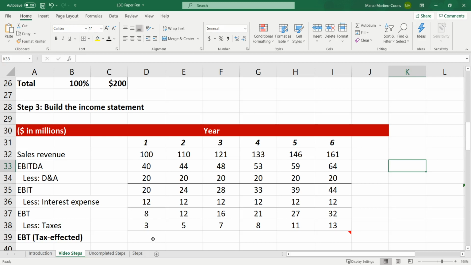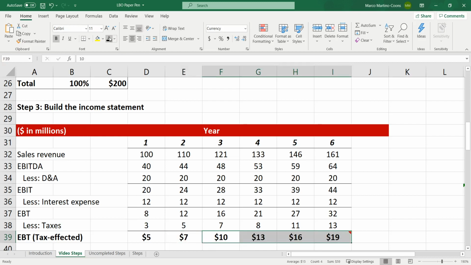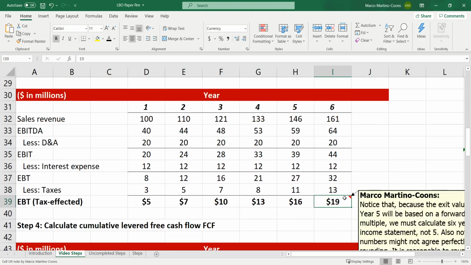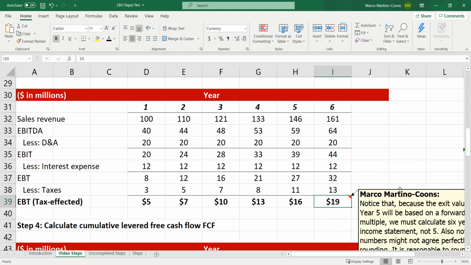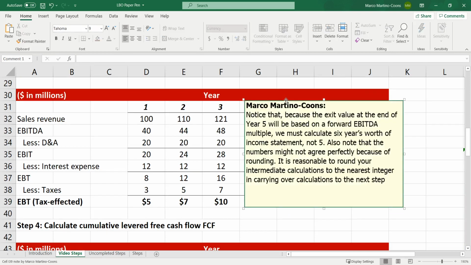So regardless, let's take a look. All we have to do is simple subtraction here. So we would have 5, of course, then we would have 7, and so on. So that is our income statement completely filled out. So now I have a little note here, which I will show because some people may be confused.